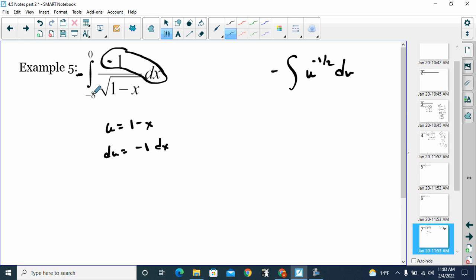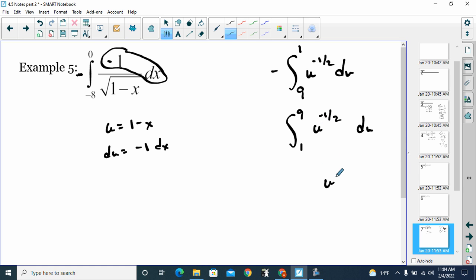Change your bounds to u values. I'm plugging them in right here. So I get 1 minus -8. Plugging in 0 gives me 1 minus 0. Notice when I changed the bounds this time, now the bigger number's on the bottom. You can either work with it as is, plug the top one in, the bottom one in, subtract and go from there. Or I'm going to switch them. I'm going to move it so the bigger one's on top, which I'm allowed to do as long as I multiply by -1. So it's already negative. That's going to change it to positive.